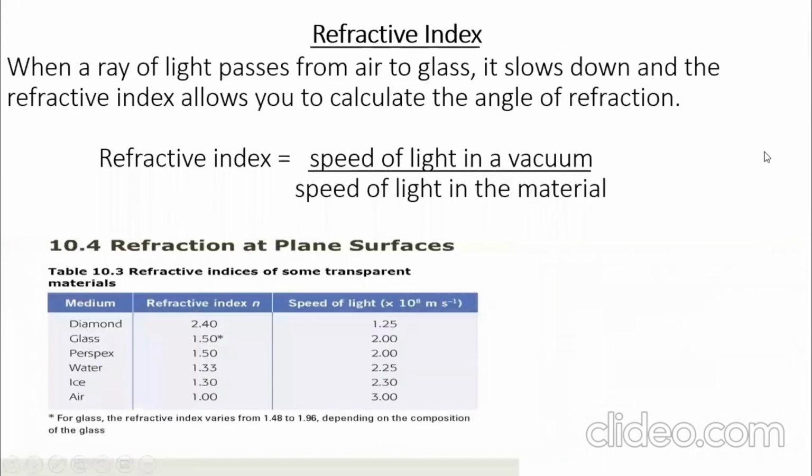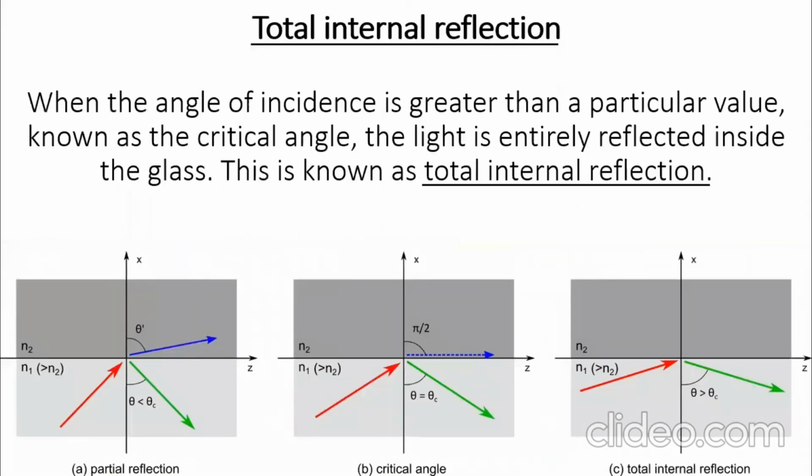Refractive index. Whenever there's a ray of light going from air to glass, it will slow down, and the refractive index allows you to calculate the angle of refraction with the formula shown on the screen. Now I'll pass my time to Rohan to explain more about total internal reflection.